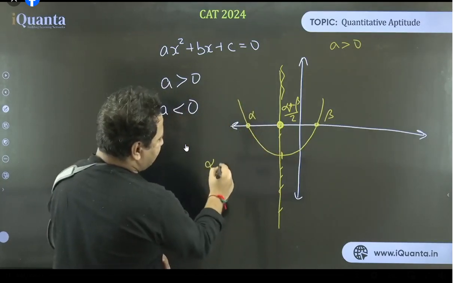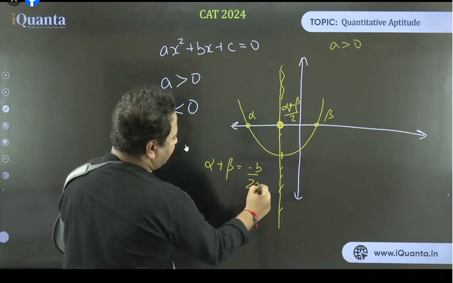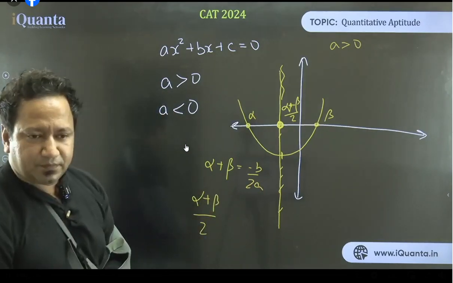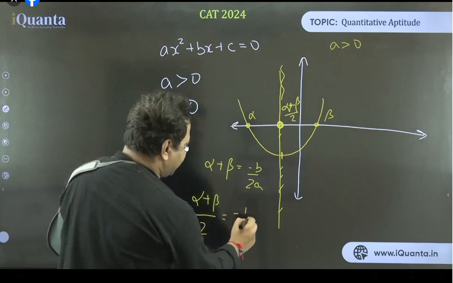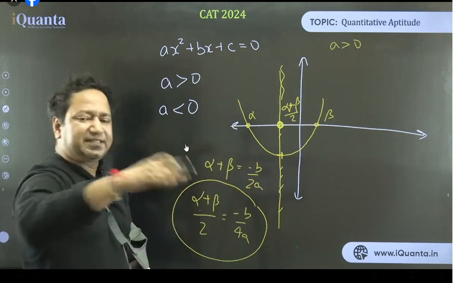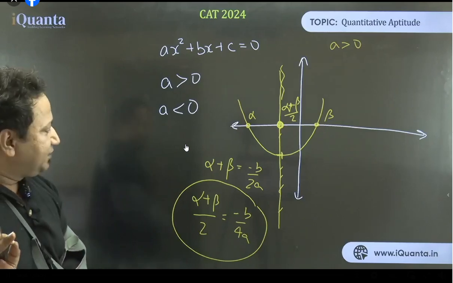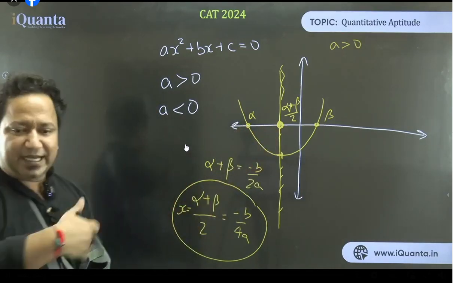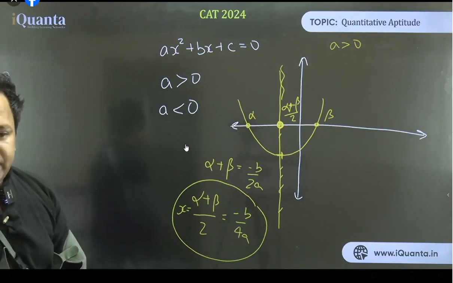By the way, all of us know that alpha plus beta is equal to minus b by a, isn't it? So alpha plus beta by 2 would be equal to minus b by 2a. So minus b by 2a is the point at which the graph changes its direction. This is the value of x at which the graph changes its direction.